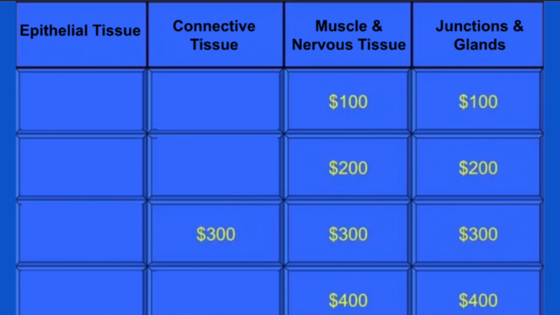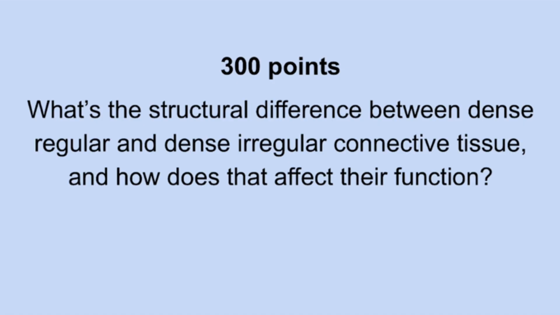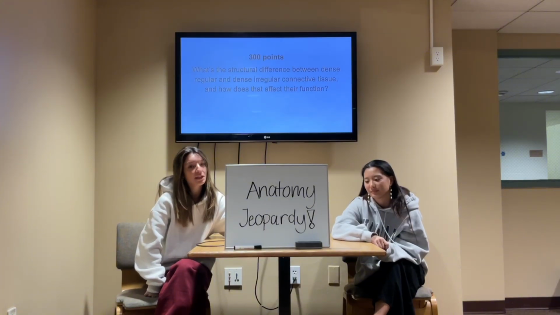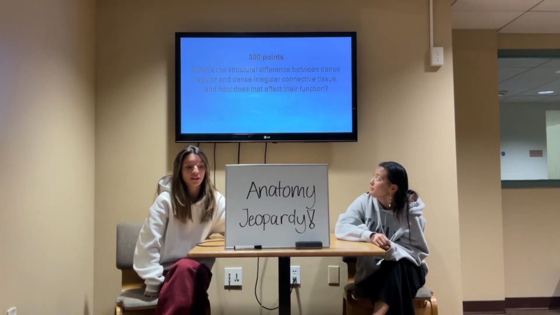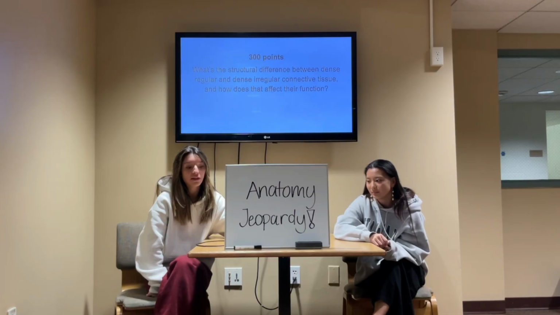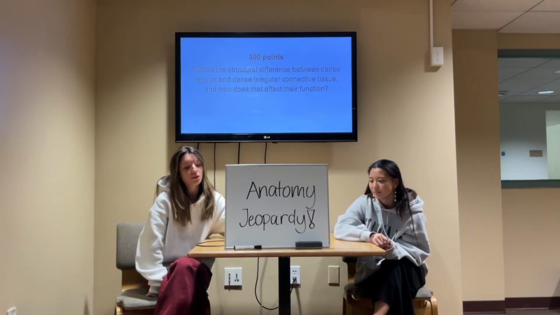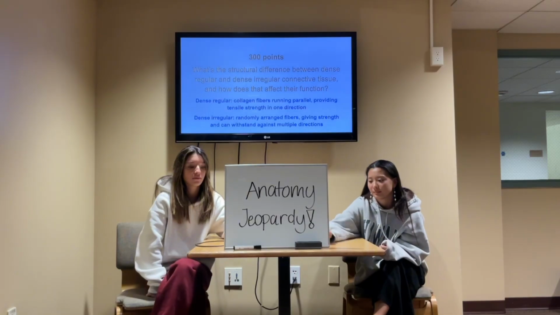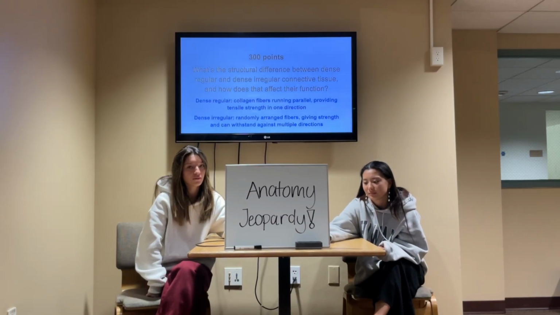For 300 points, what's the structural difference between dense regular and dense irregular connective tissue, and how does that affect their function? Dense regular has collagen fibers running parallel, providing tensile strength in one direction like tendons. Dense irregular has randomly arranged fibers, giving strength in multiple directions like in the dermis. Excellent explanation. Orientation equals function.